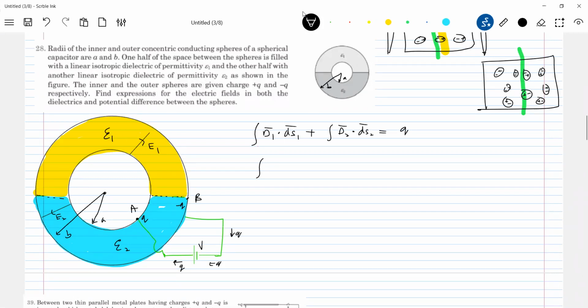What's with the ds1? What is the meaning of that? So here, you are going to assume an elemental surface, where we are defining this displacement vector somewhere at this particular point, at a distance r.